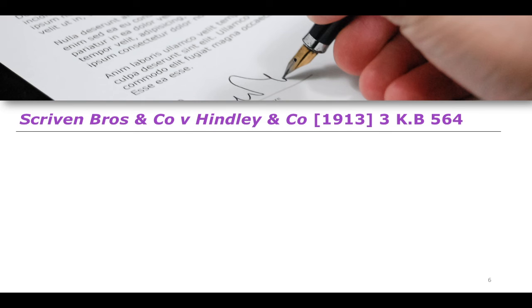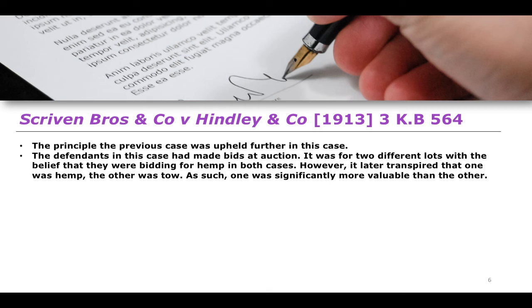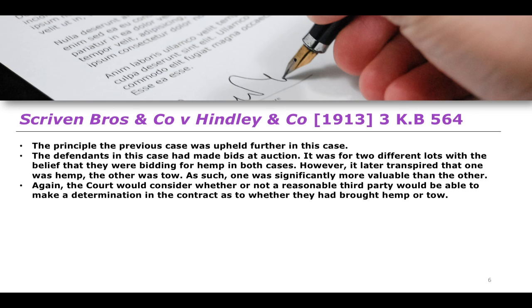Another case is the case of Scriven Brothers and Co. versus Hindley and Co. from 1913. The principle that was established in the previous case relating to the ship was upheld in this case. The defendants in this case had made bids at an auction. It was for two different lots, with the belief that they were bidding for hemp in both cases. However, it later transpired that one was hemp and the other was tow. As such, one was significantly more valuable than the other.